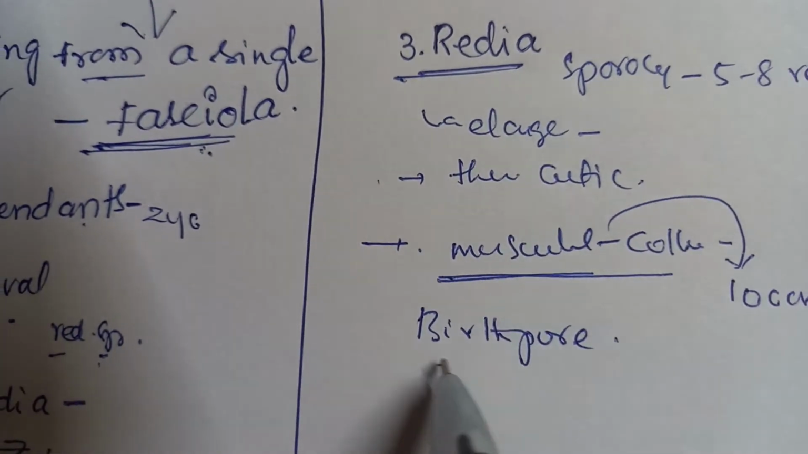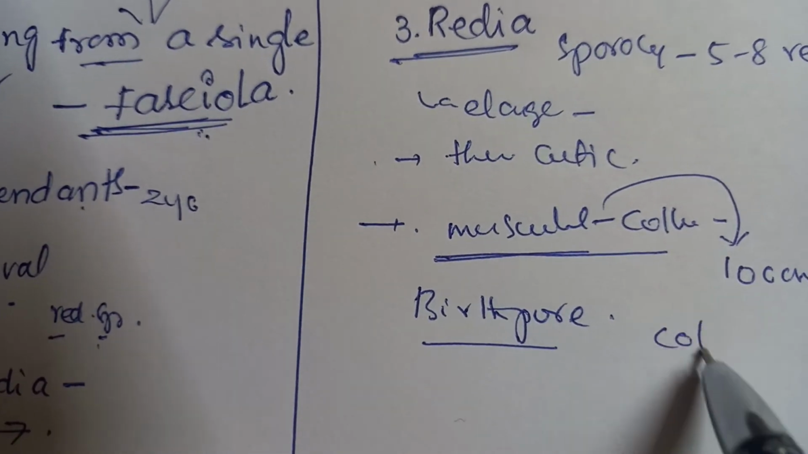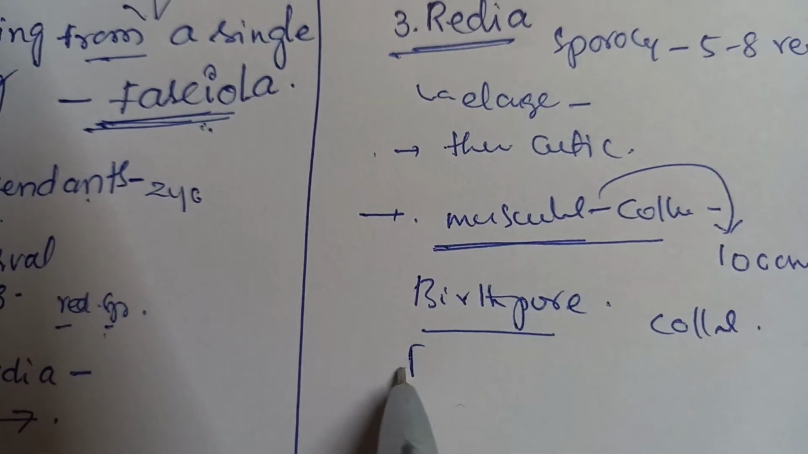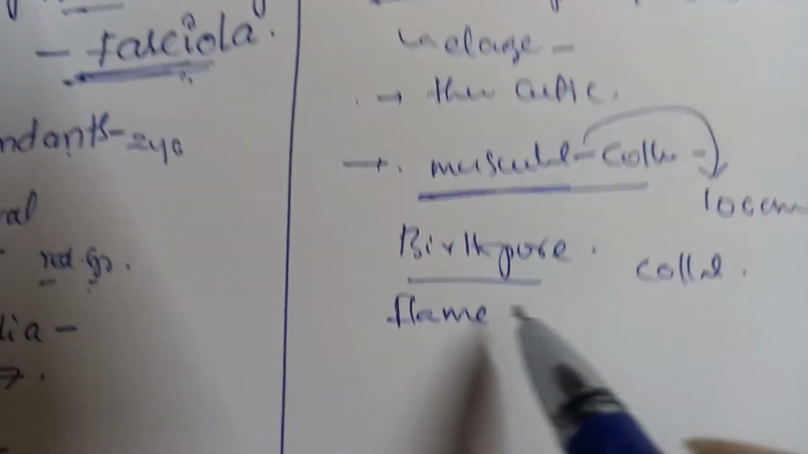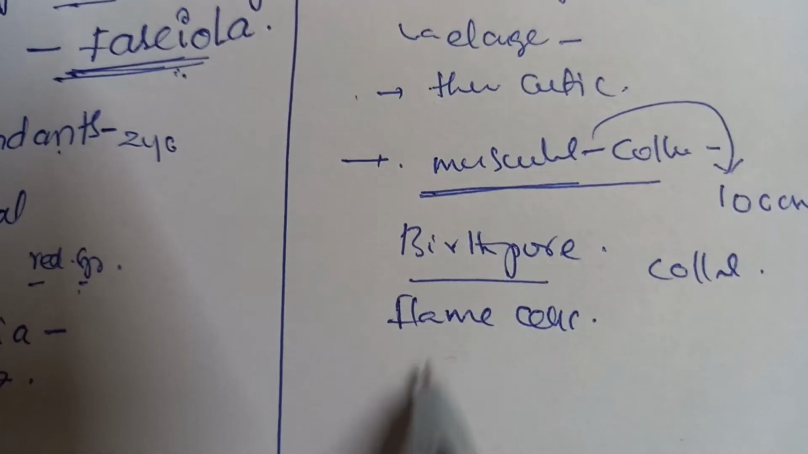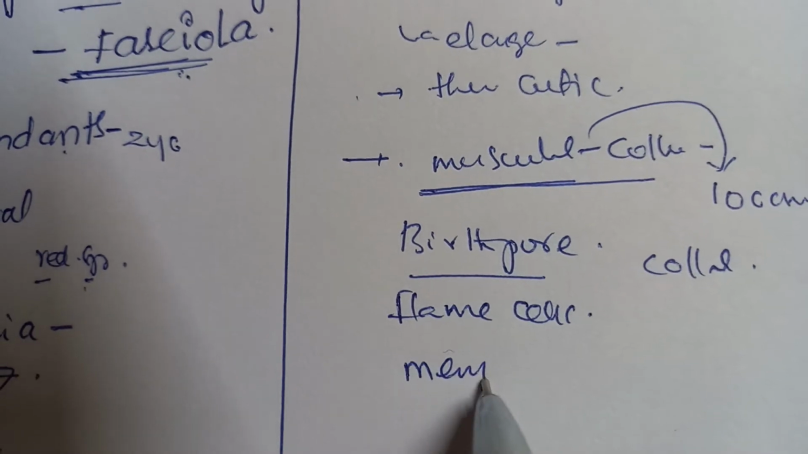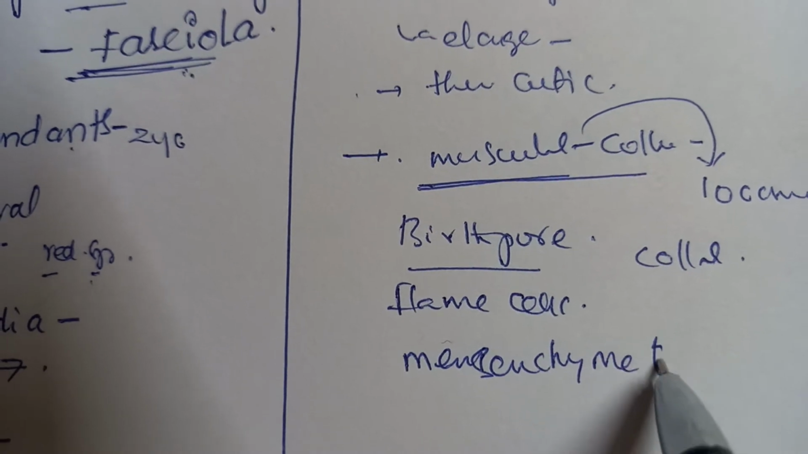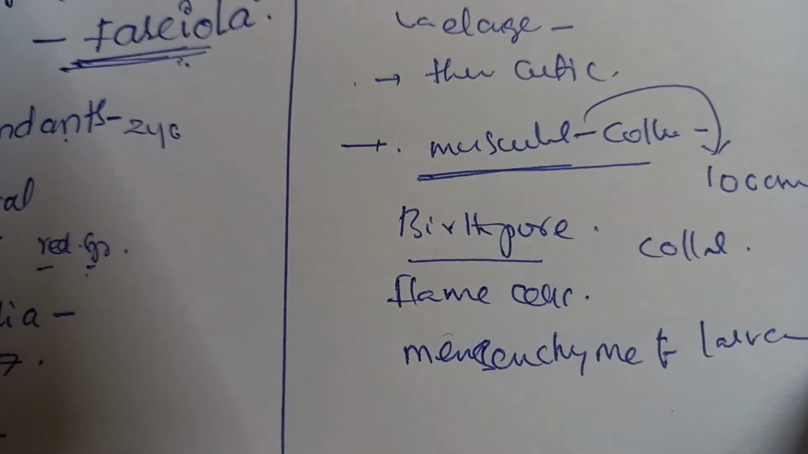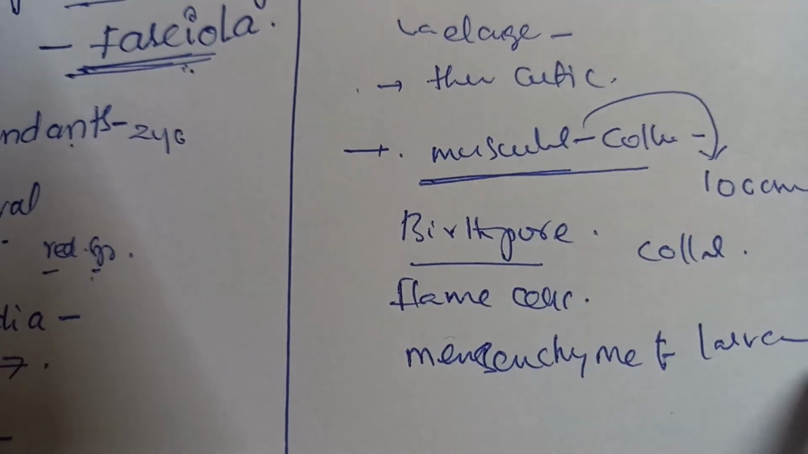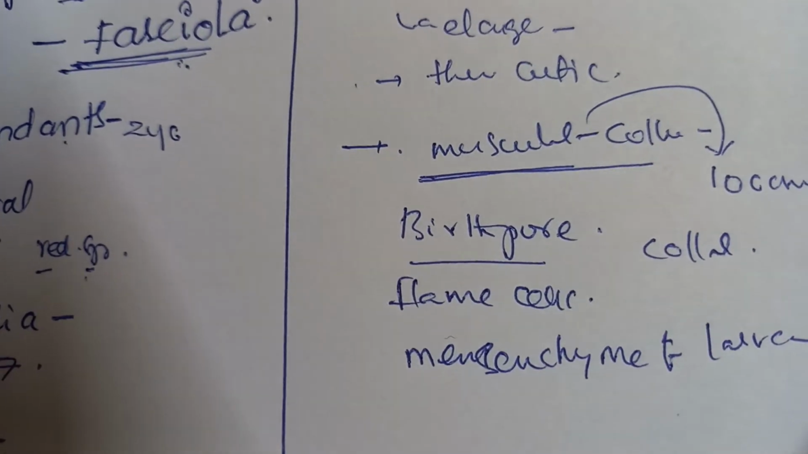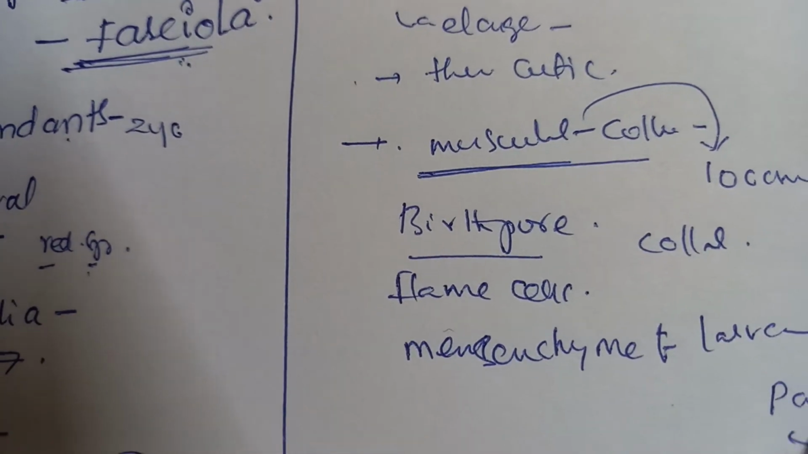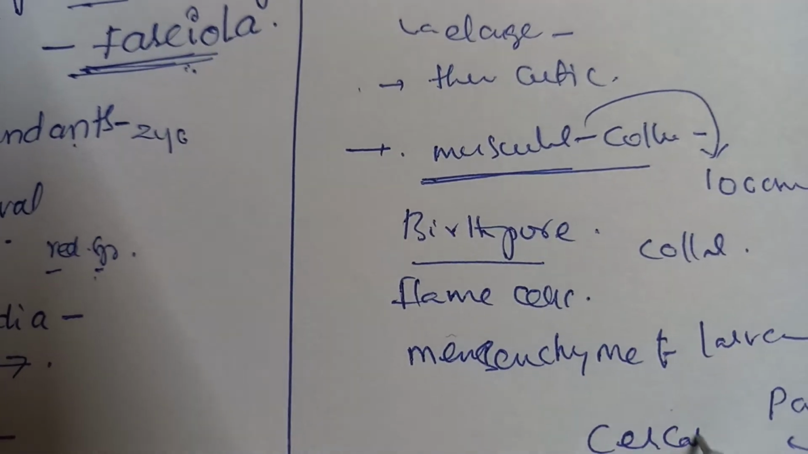And also this birth pore is present near the collar, and flame cells are also present in the Radia stage. The mesenchyme of the larva shows germ cells. So here these germ cells of the larva undergo the parthenogenesis process, and it produces the next stage of larva, Cercaria.